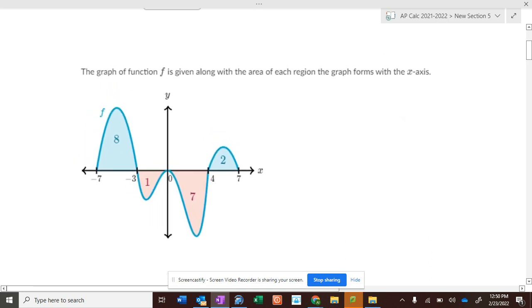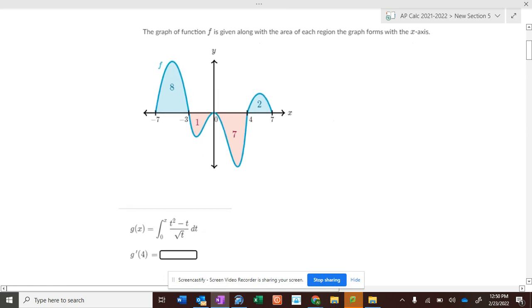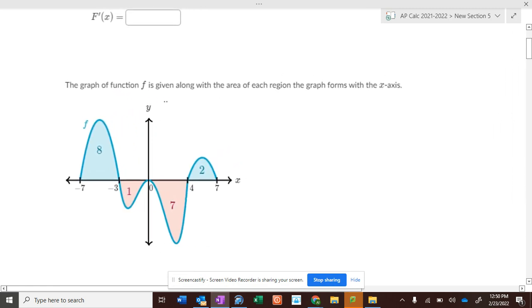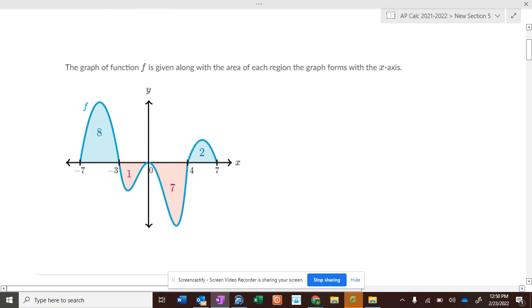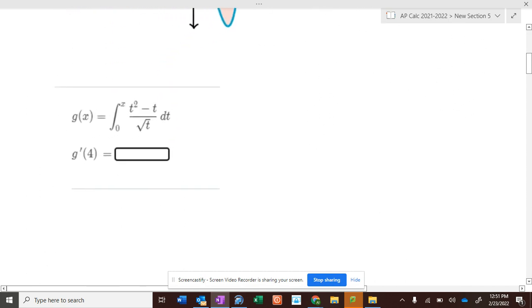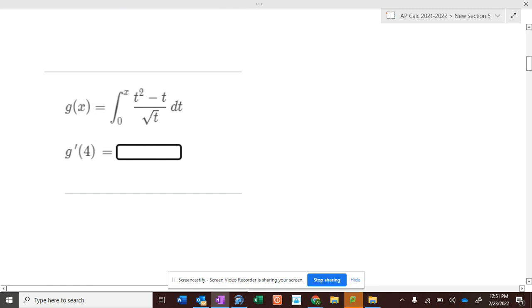Oh, did I not have that in? Oh, the graph of the function. Oh, I must have not put that in. What's the area from 0 to 7? If this was like that, what would it equal? -5. Okay. This one, what would you do on this one?